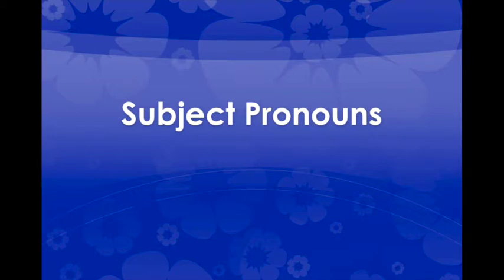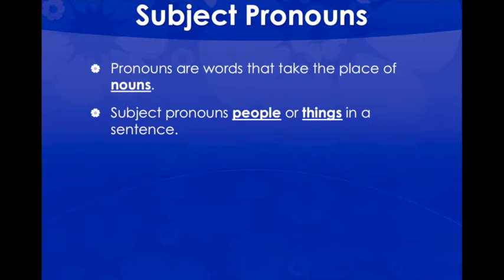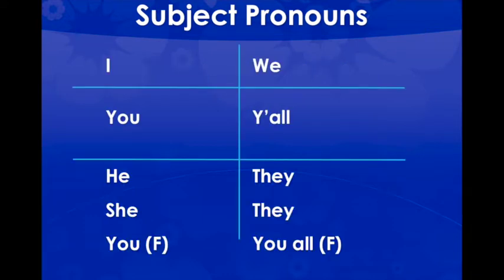Next thing we're going to cover is subject pronouns. Those are the words in English that represent people or things in a sentence. Pronouns obviously take the place of nouns, so a subject pronoun takes the place of a proper noun like a name. In English, you'll see that they are I, you, he, she, we, you all, and they.